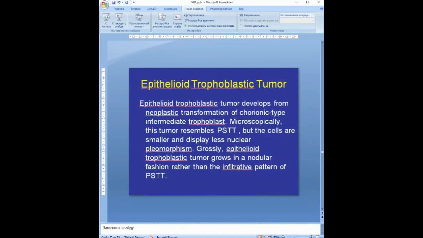Epithelioid trophoblastic tumor. Epithelioid trophoblastic tumor develops from neoplastic transformation of chorionic type intermediate trophoblast. Microscopically, this tumor resembles PSTT, but the cells are smaller and they display less nuclear pleomorphism. Grossly, epithelioid trophoblastic tumor grows in a nodular fashion rather than the infiltrative pattern of PSTT.